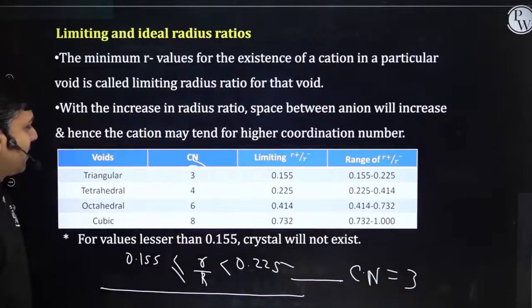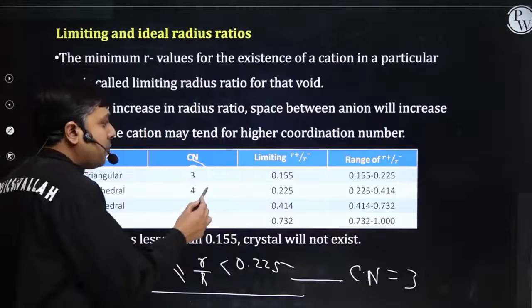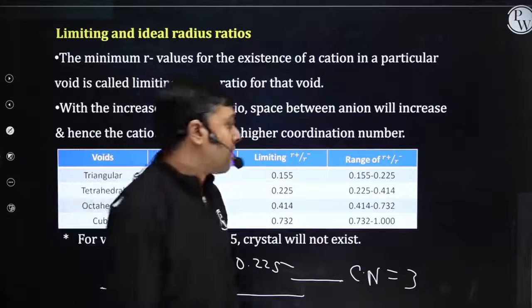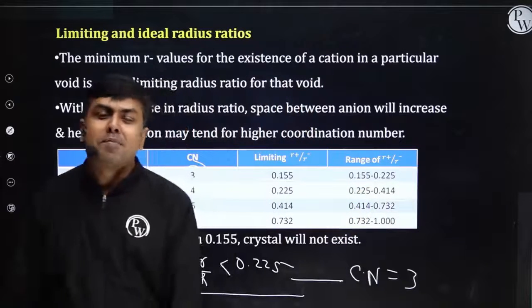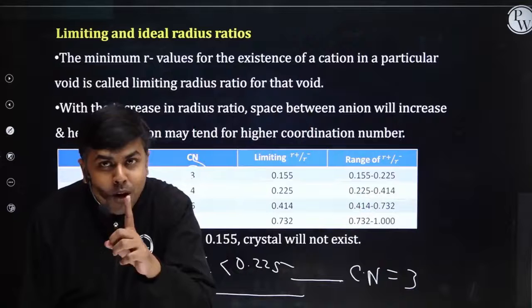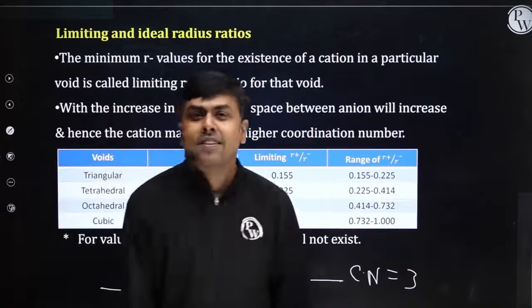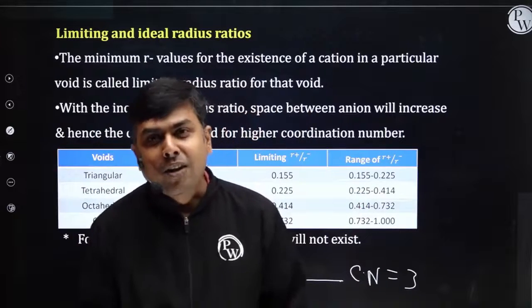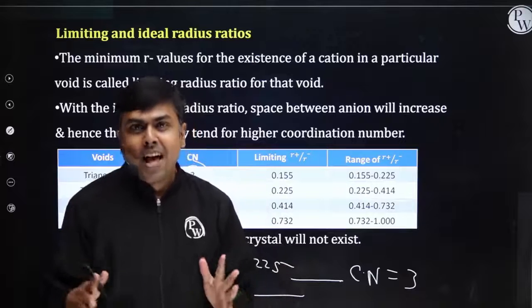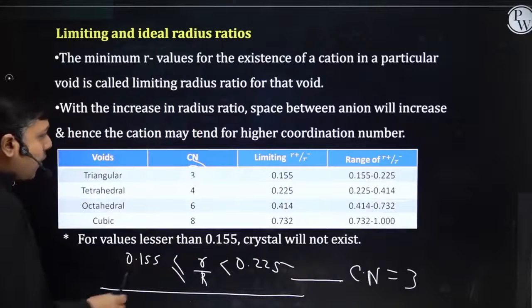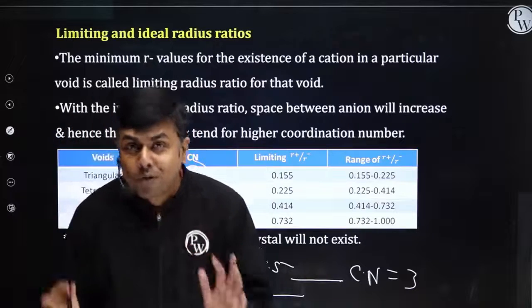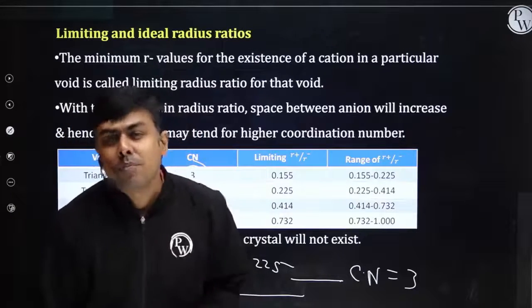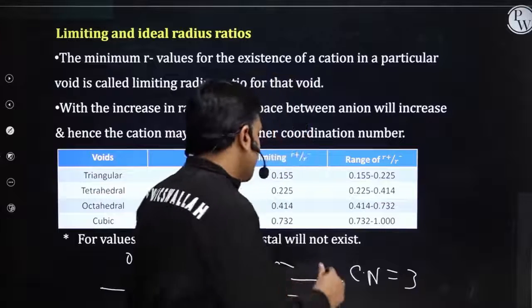in this case, the cation will have a coordination number 3. Similarly, in order to have a coordination number 4, the radius ratio should lie in this range. Minimum 0.225, maximum 0.414. If it's 0.414, in that case, it will be an octahedral, coordination number 6. Am I clear? Okay. For coordination number 6, the minimum radius ratio has to be 0.414, and maximum should be less than 0.732.